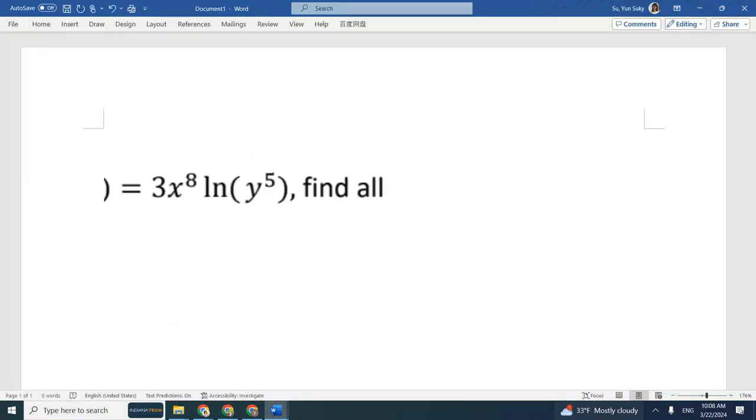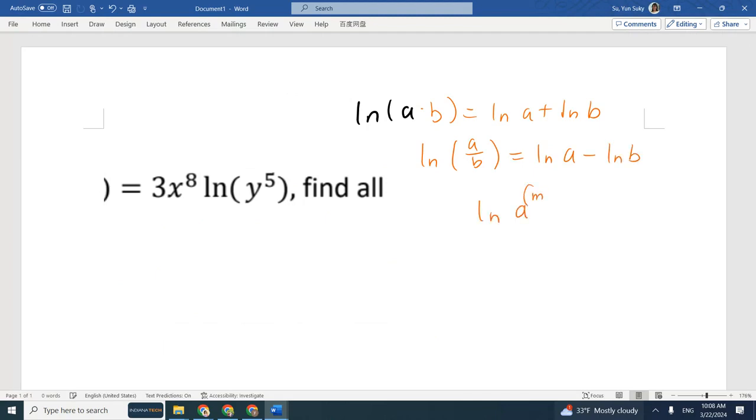You know the ln property? The ln of A times B is ln A plus ln B. ln A over B is ln A minus ln B. And ln A to the m, you can move the m in front. You get m times ln A. Right, everybody? So you can actually move the 5 in front. So you get 3x to the 8 and 5 ln y.